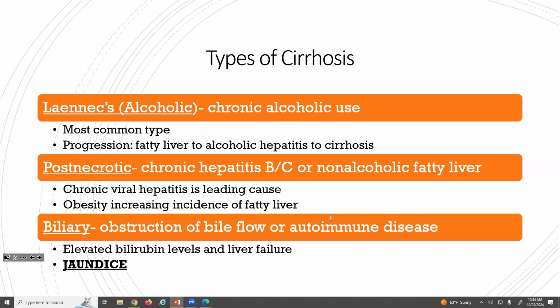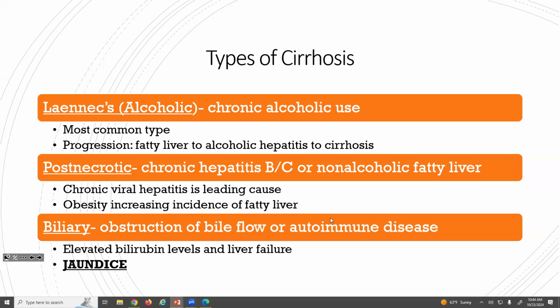Then we have post-necrotic, okay? This is where your patient, like in the video, has chronic hepatitis B or C. They might not have had symptoms, and all of a sudden, later in life, they realize they have cirrhosis and they start to have those extreme symptoms. Or you might see post-necrotic as your non-alcoholic fatty liver leading to cirrhosis. Anyone have someone in their family who has fatty liver and doesn't drink, right? So it could be genetic. That can lead to post-necrotic liver cirrhosis.